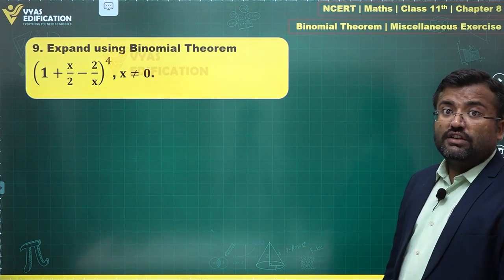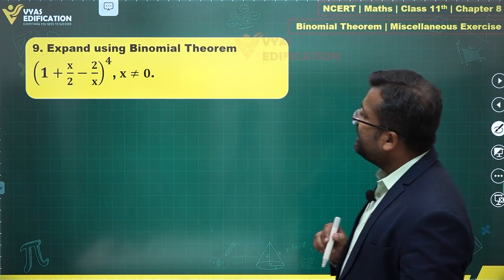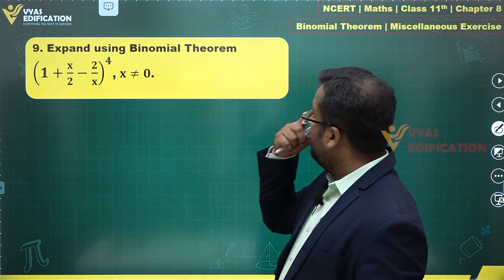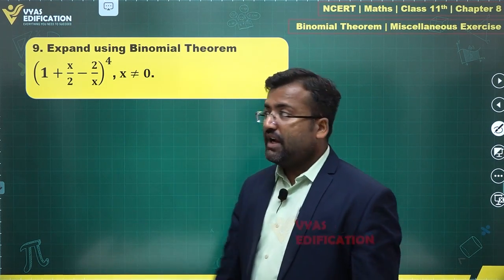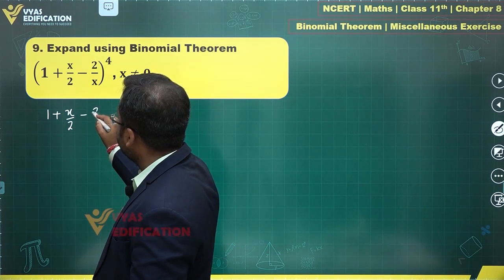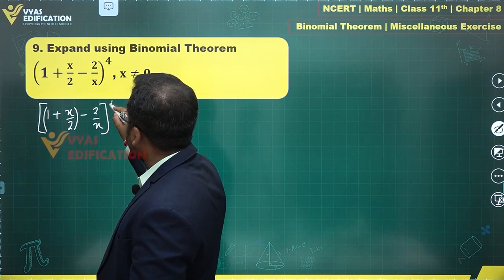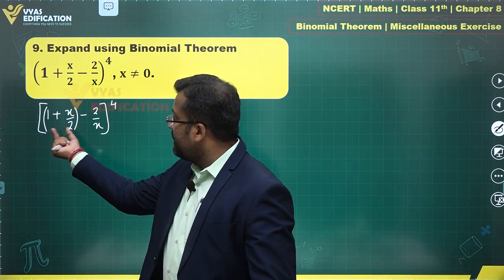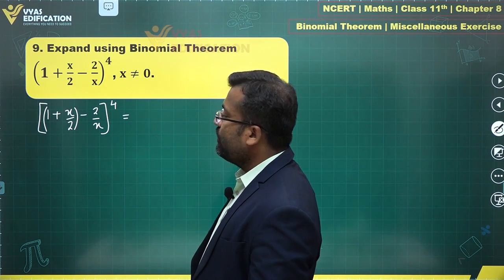Yes, let's solve this question next. The question says expand using binomial theorem. Now, how do we expand this? Is this a binomial? No, this is a trinomial. There are 3 terms in there. But if you want to use binomial theorem, let's club 2 terms and try to expand. So what do we have? We have 1 plus x by 2 minus 2 by x. Let's club these 2 terms together and convert this into a binomial. So what we have is, this is the first term of binomial, this is the second term of binomial, and now let's expand this. What do we get over here?